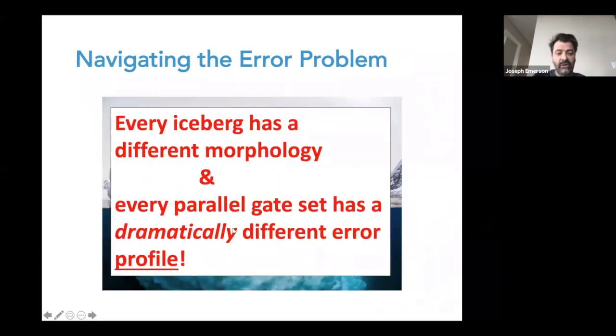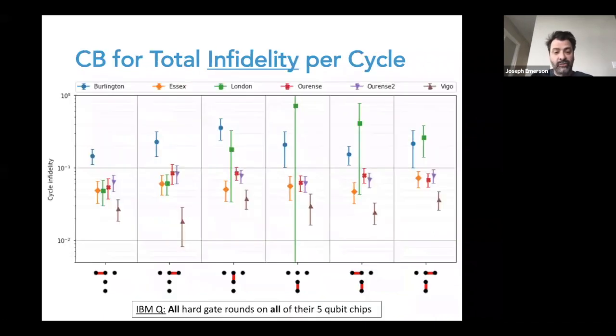And so what we can do is then basically adapt to the specific error profiles in each gate set and include that in a software layer to improve performance. Just quickly wrapping up, this is just some data we characterized.